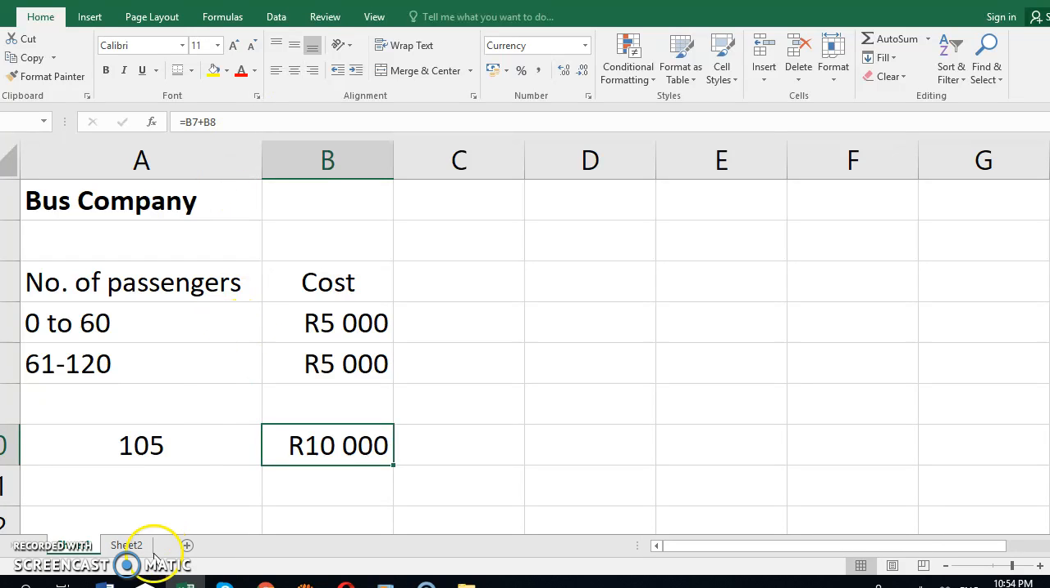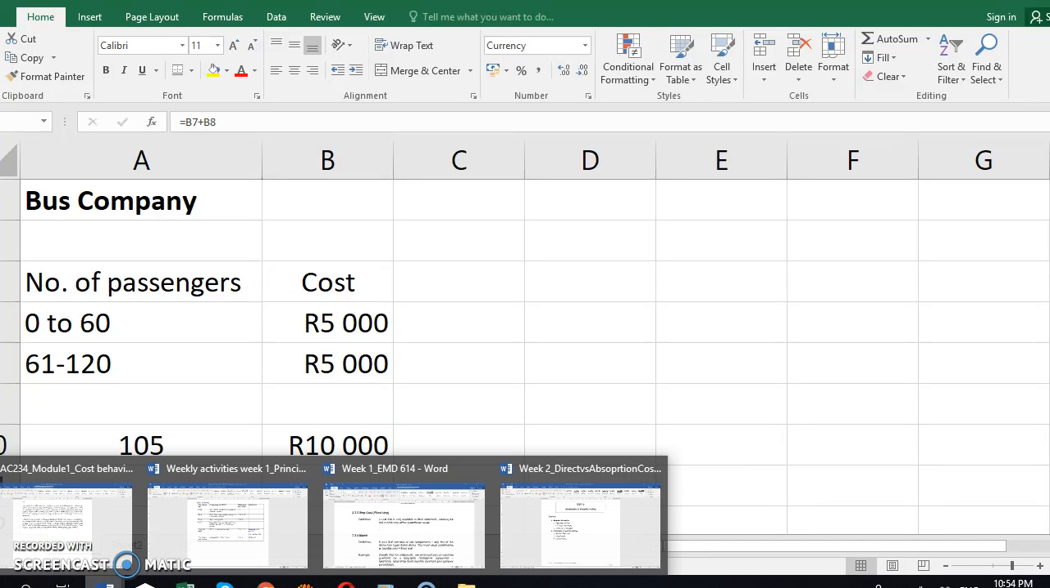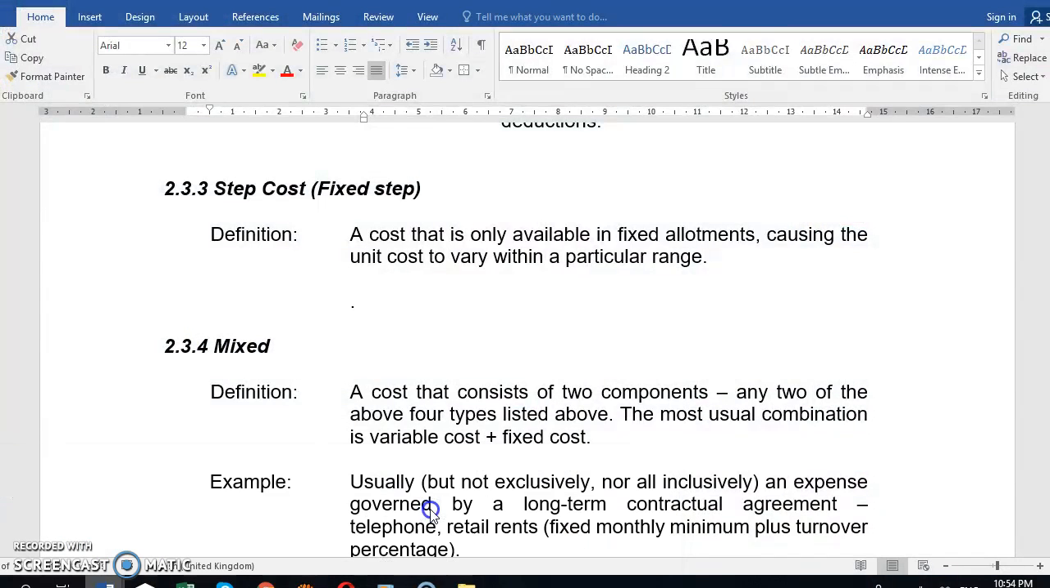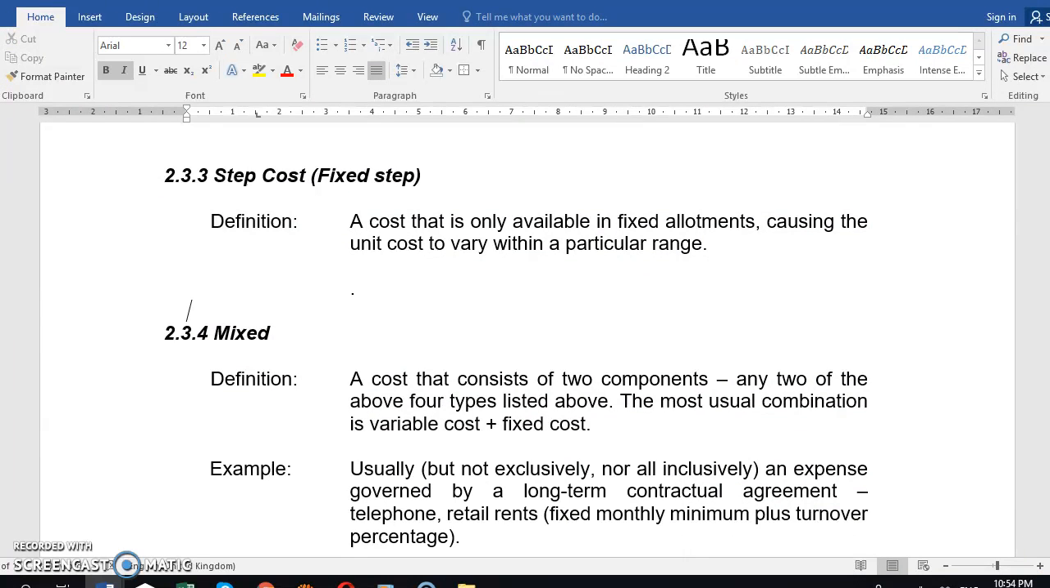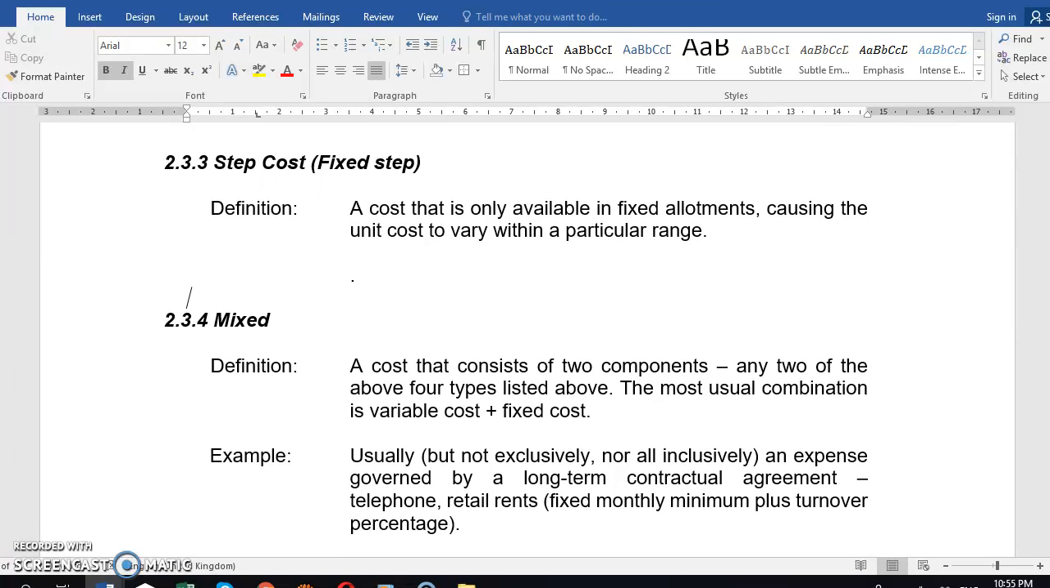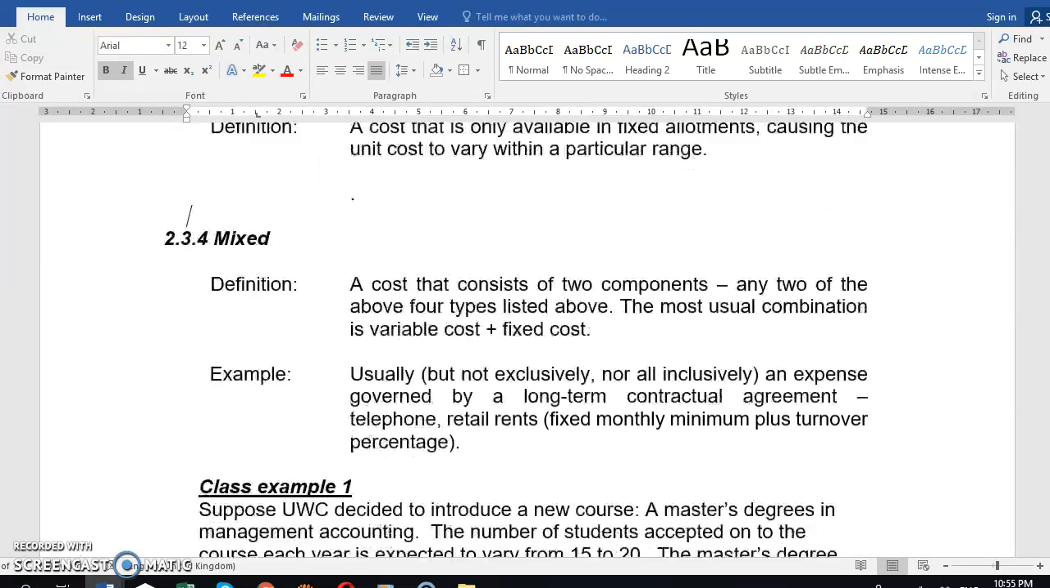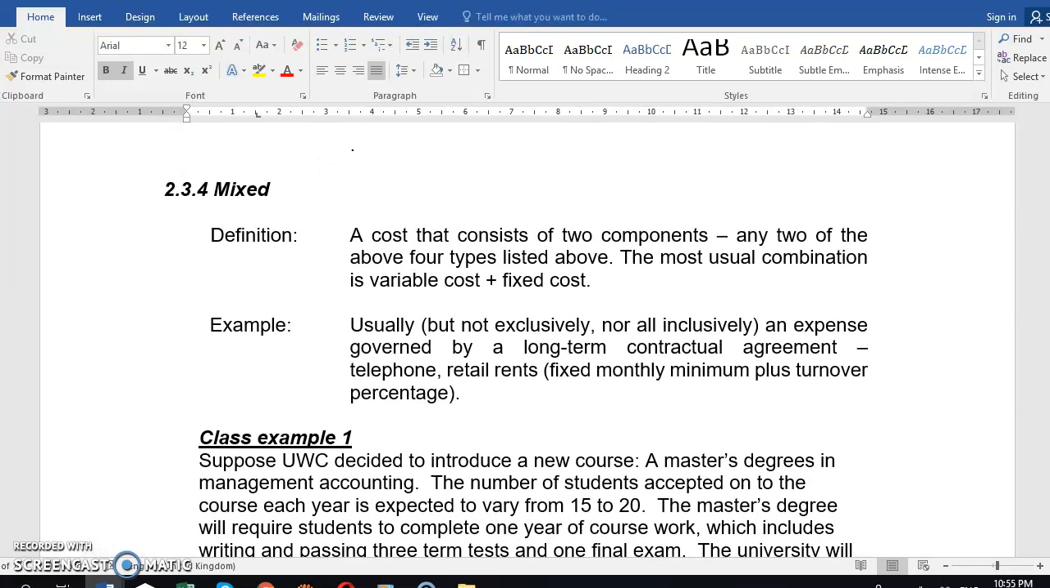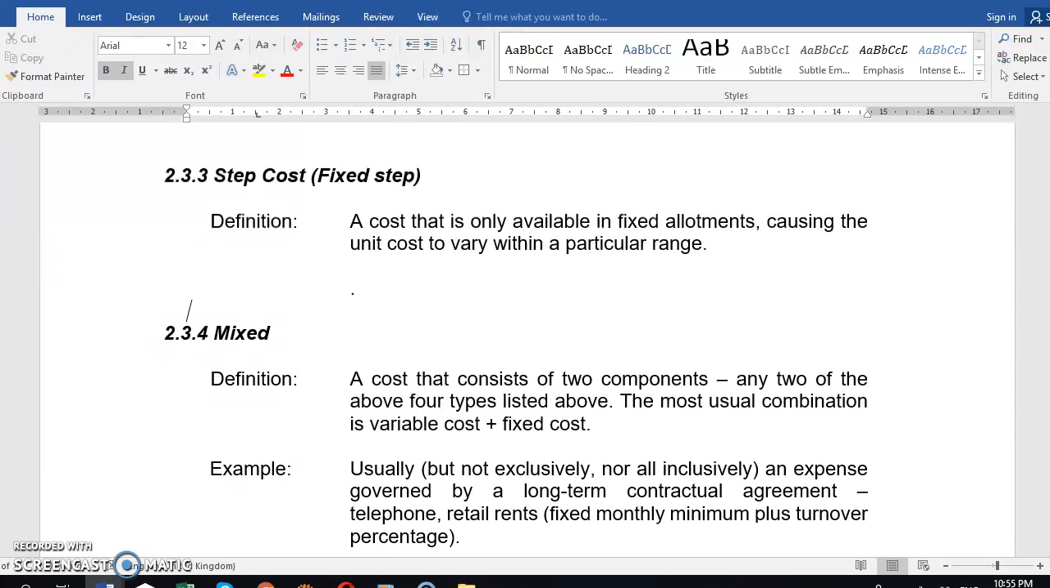Alright, so moving on to a mixed cost. Mixed cost is a cost that consists of two components, any of the two of the above listed above. The most usual combination is a cost that consists of a variable component and a fixed component. Just to give you a quick example, it typically includes your cell phone bill, or a telephone bill, which has a variable component and a fixed component.